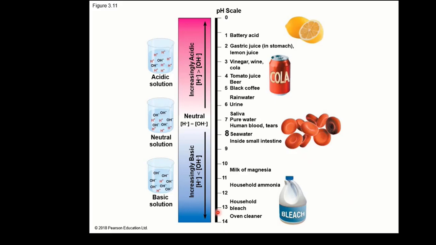How many of you have eaten or drunk Coke? How many of you are going to drink Coke today? It has a pH of around 4. And you see here, this is a neutral solution, this is a basic solution, and this is an acid solution.